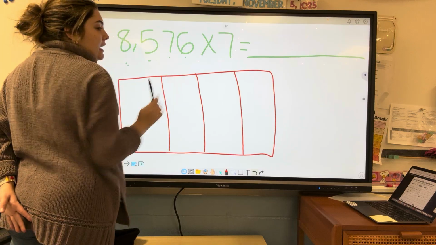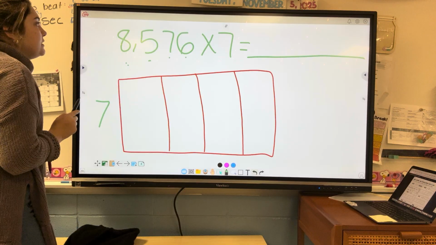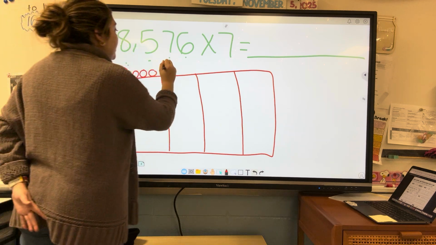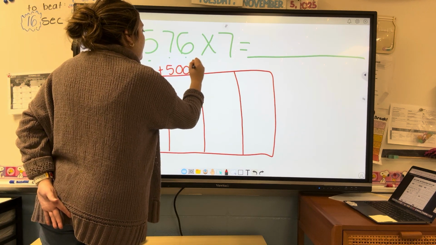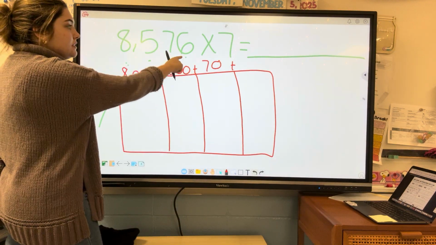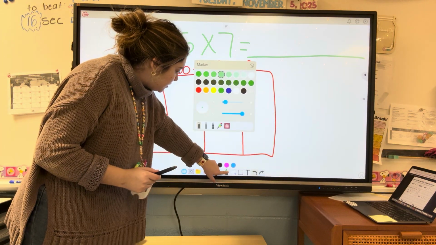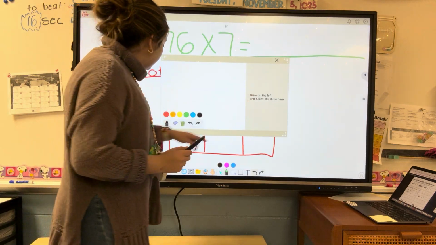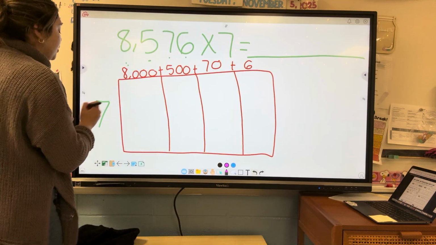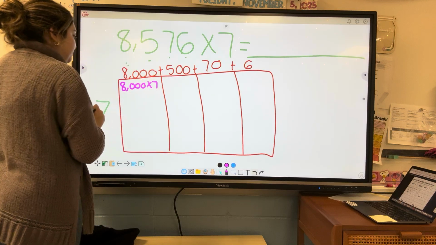Okay, I have my number right here all by itself. It's 7. So it goes to the left all by itself. I know this 8 is really 8,000. This 5 is 500. This 7 is 70. And this 6 is just a 6. Okay? So, inside of this box, I'm going to do 8,000 times 7.